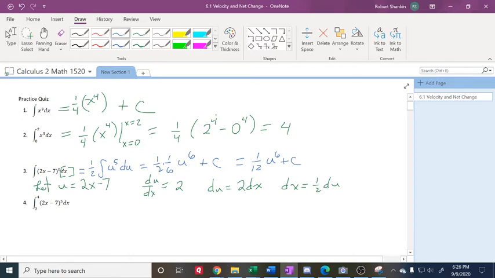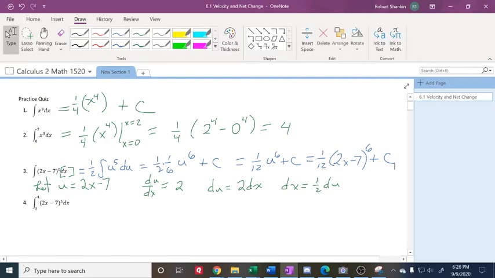So we have to come back to x's. So it's 1/12. U is 2x minus 7 to the sixth plus a constant c. That's my final answer. And I can also check my work.